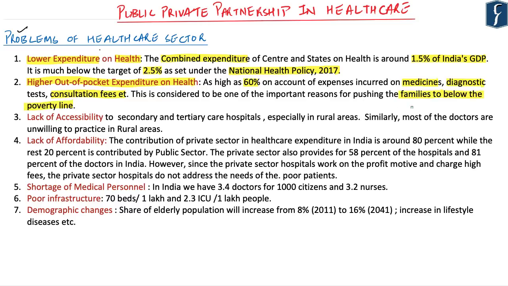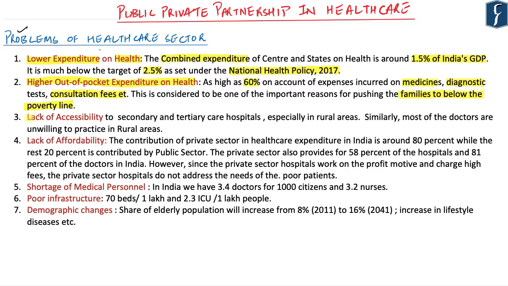So even if a family is well-to-do and can afford the basic necessities in life, if any one of the family members falls seriously sick, half of the savings of that family goes into the treatment of that person, finally pushing them below the poverty line.